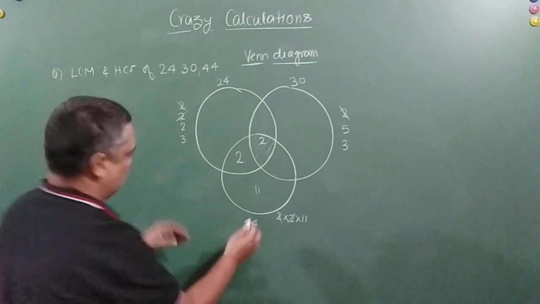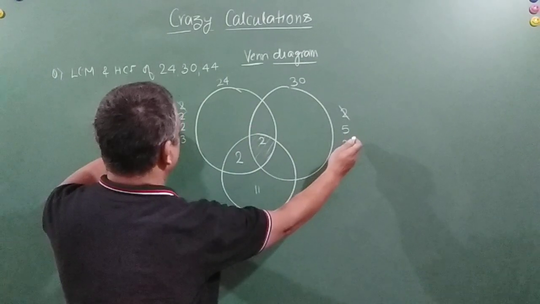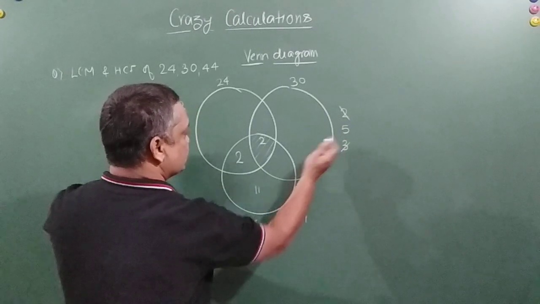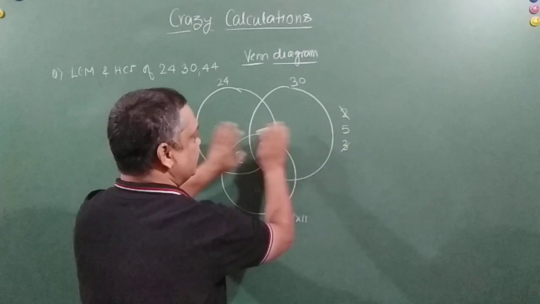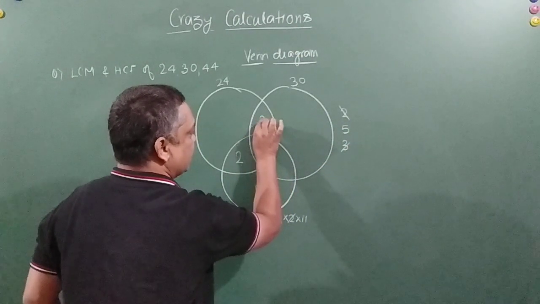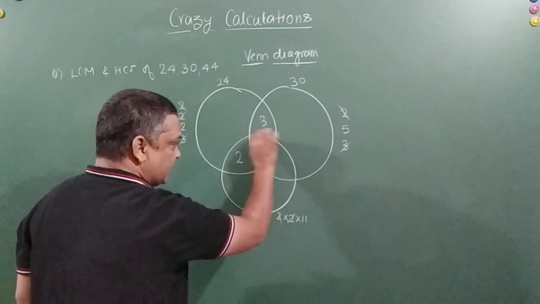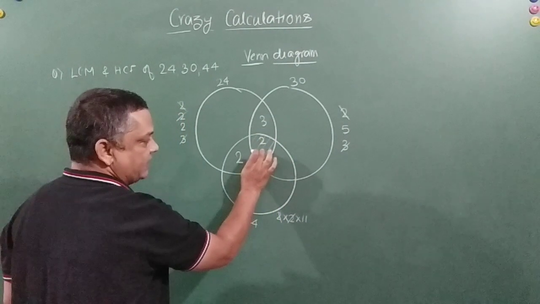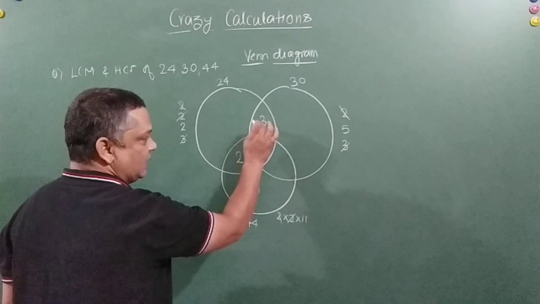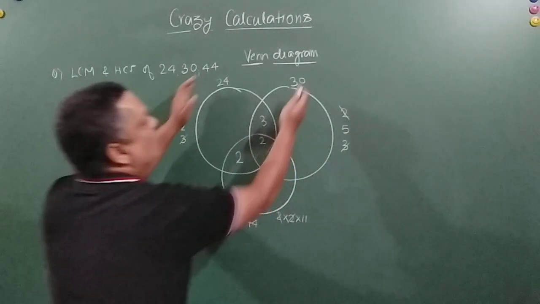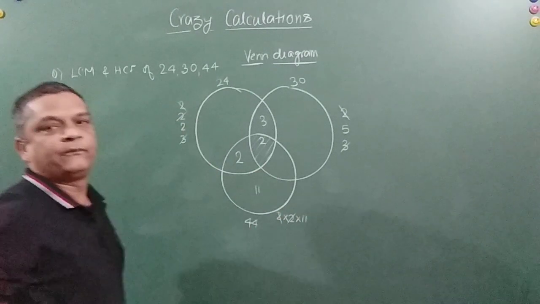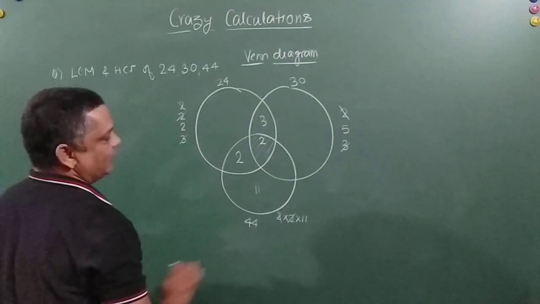Okay? Now, is anything else common? Yeah, 3 is here, 3 is here. So 3 we can write only in the intersection of these two, but not the intersection of all three. Please mind it. Intersection of all three, we cannot write 3 here. We can write 3 only here because 3 is common only in 24 and 30, but it is not available with 44. Please be careful while doing that.